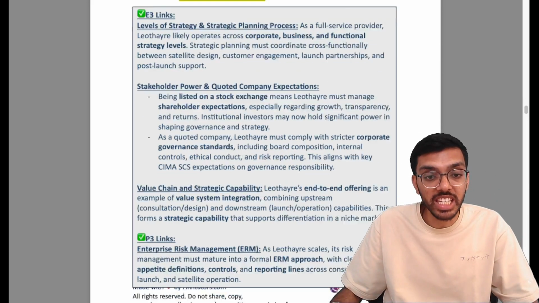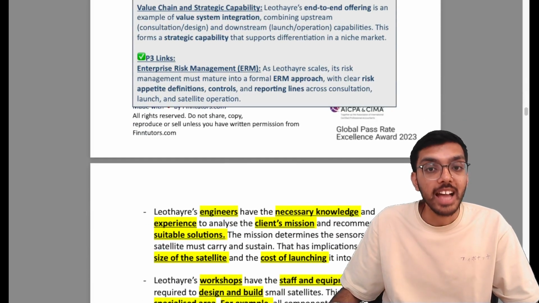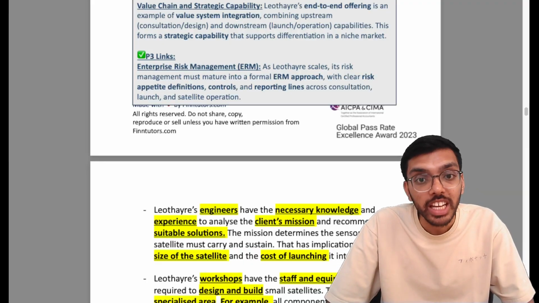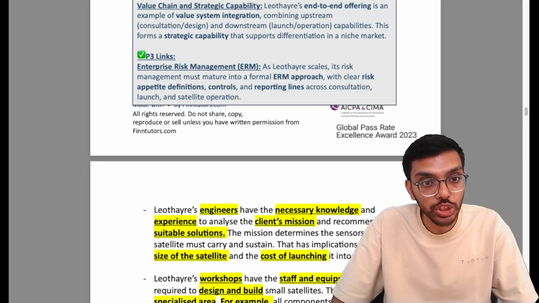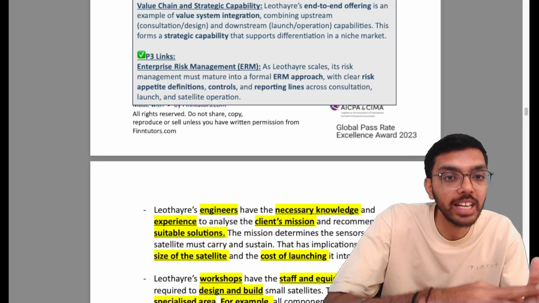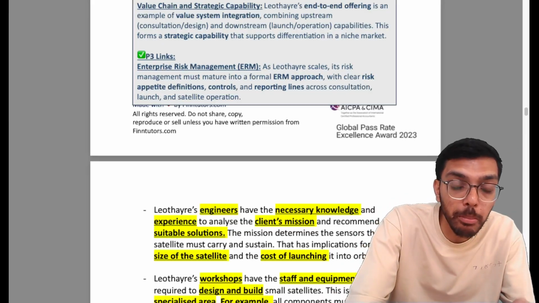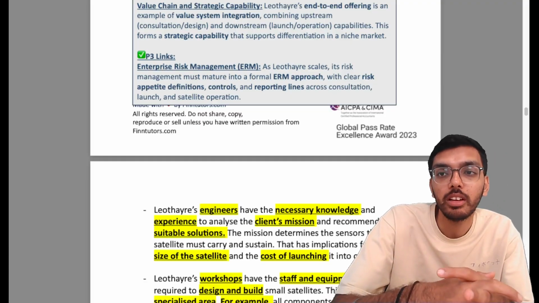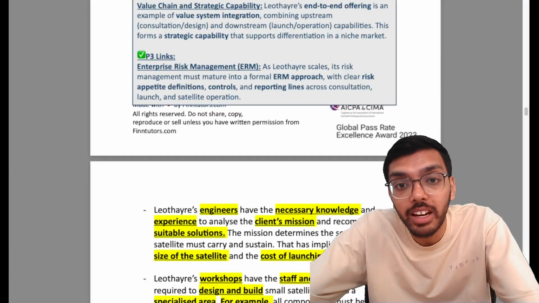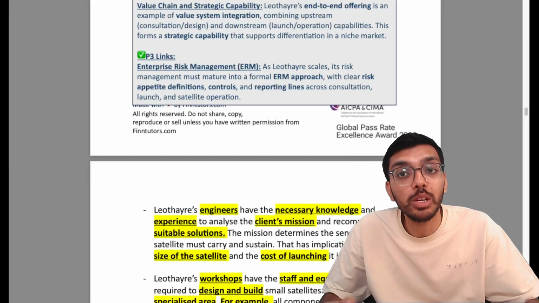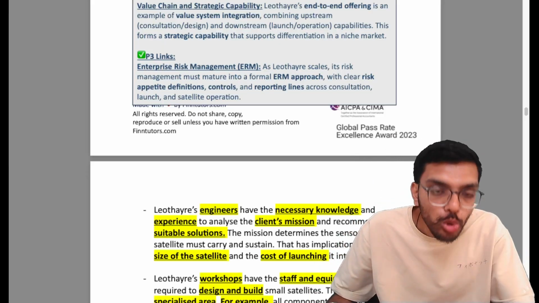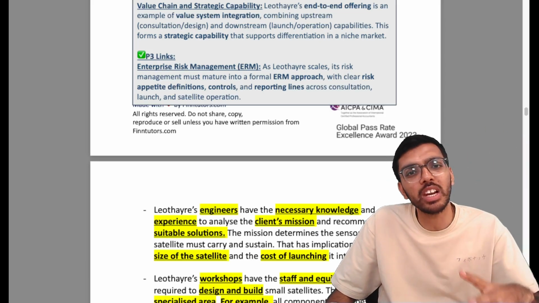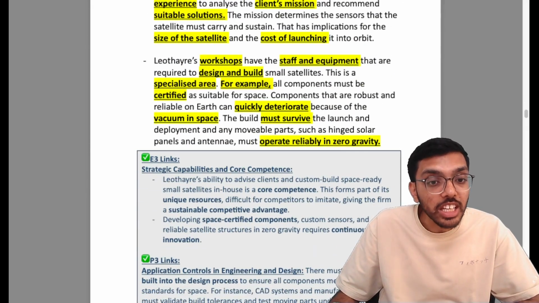I'm also speaking of ERM over here. As Leothayre scales, its risk management will have to mature into a formal ERM approach with clear risk appetite, risk controls, risk reporting lines. So an ERM system application, ERM system upgrade could be on the horizon for Leothayre as a situation. So you should have revised it and ERM should have been noted, because risk is going to be very prevalent and very important because of the nature of our industry.